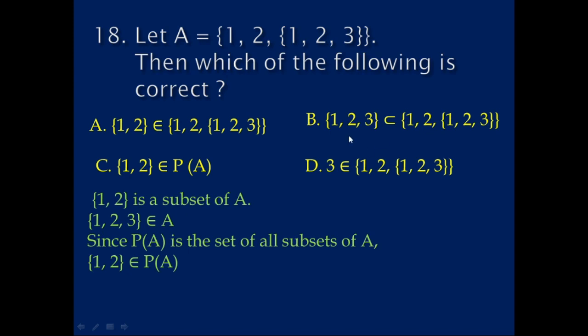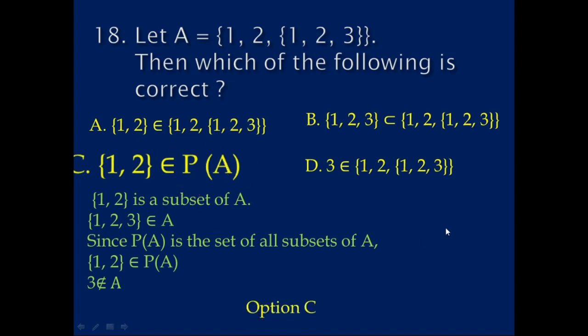Here the correct option is option C: the set {1, 2} is an element of the power set of the set A. Therefore, option C is the right option.